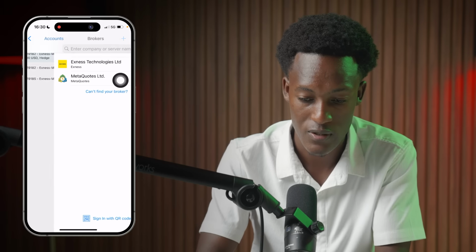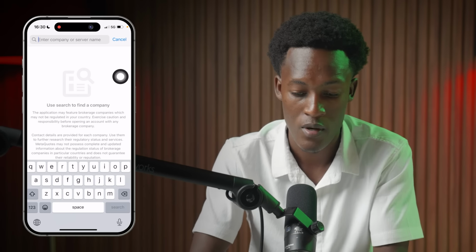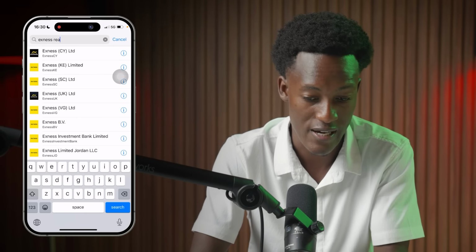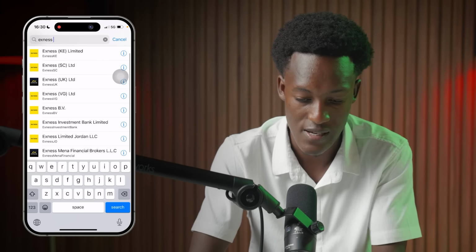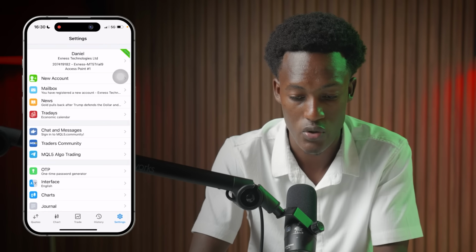and then come to the plus button, and there we go. Again, same thing, enter company or server name. Say we are dealing with Exness, but this time around a real account. Honestly, just like how we did in the first scenario, it's the same thing that you're going to be able to do here. And with that, you would be able to have your platform set up.